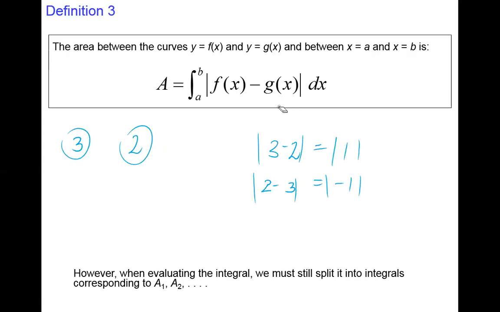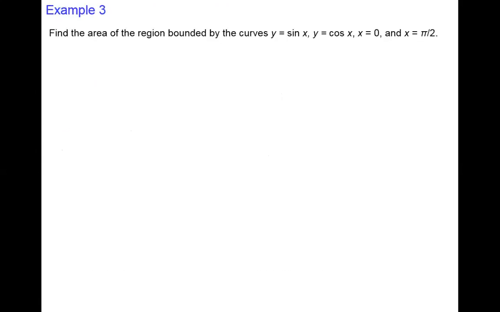But let's see how we can apply this to the question. I have a nice trigonometric question. Hopefully we know the curves, sine and cosine, so it will not be a problem. Find the area of the region bounded by the curves sine x and cosine x from 0 to pi over 2.